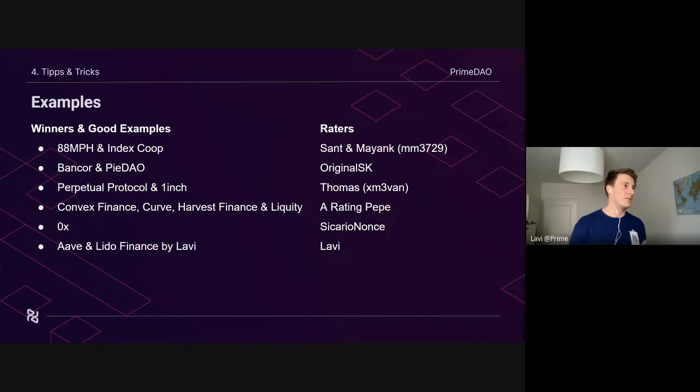these are previous reports. I think most of them won either best report or something in that area, or were just generally regarded as good reports. And if you find time, I would recommend reading through them. So the ones from Mayank and Sant, and PyDAO, Perpetual Protocol, Convex, many of Rating Pepper. Rating Pepper tends to be really critical, and so it's a great source to look at. Okay, how does he think about these things? He's really on the opposite side of being generous, and so this is always a good source to look at. And my own, and the one I used here, and Aave, and I did a few others, and I'm also happy to answer questions on these reports.